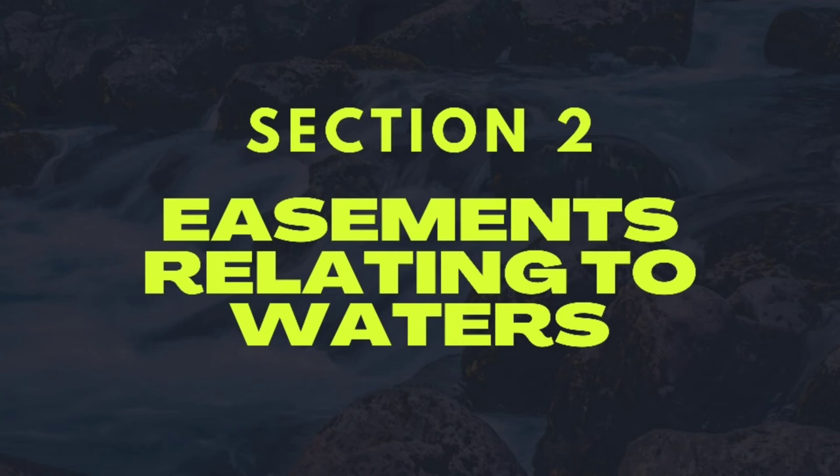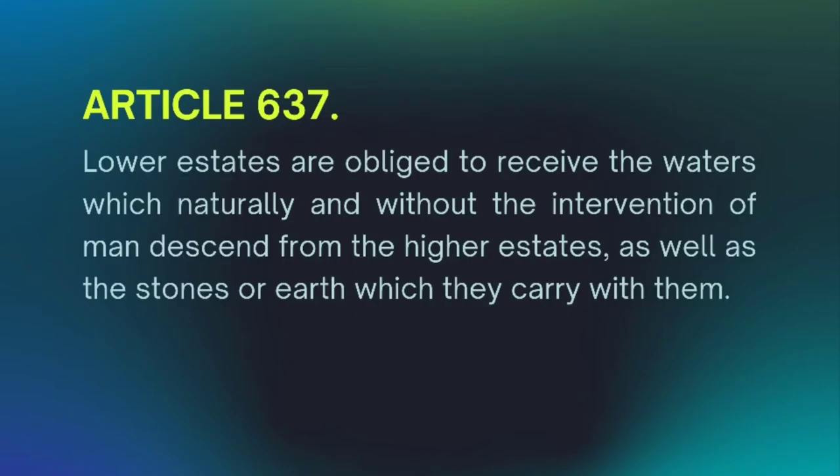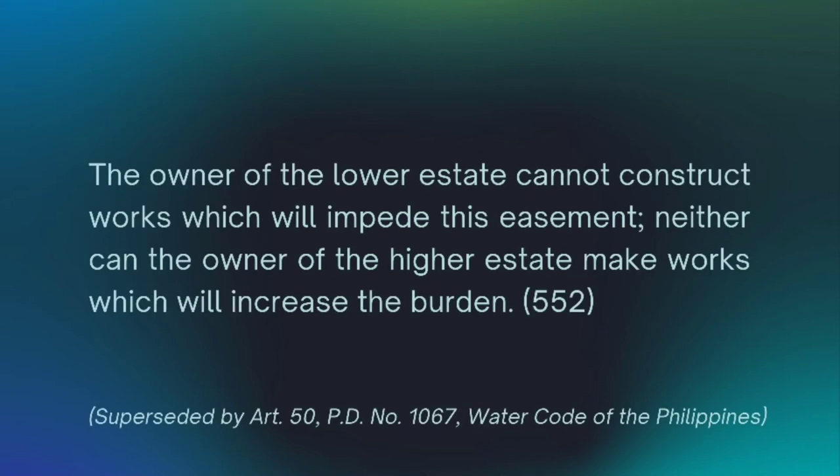Section 2. Easements relating to waters. Article 637. Lower estates are obliged to receive the waters which naturally and without the intervention of man descend from the higher estates, as well as the stones or earth which they carry with them. The owner of the lower estate cannot construct works which will impede this easement, neither can the owner of the higher estate make works which will increase the burden.